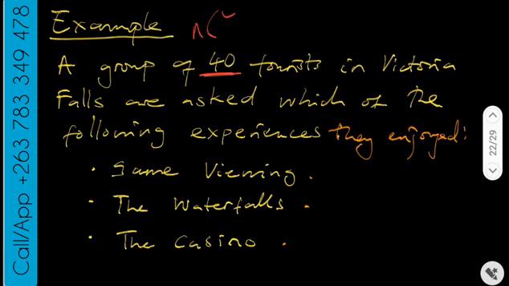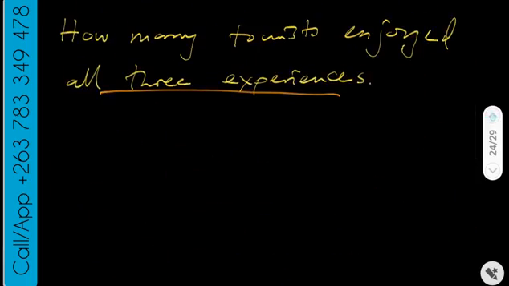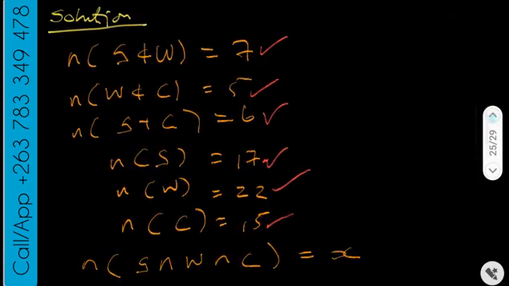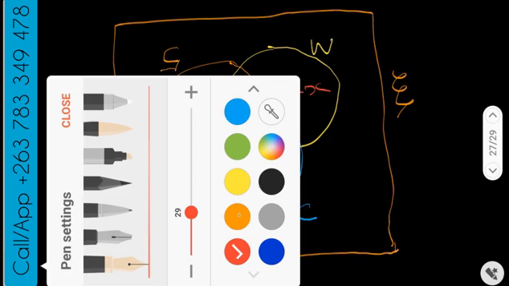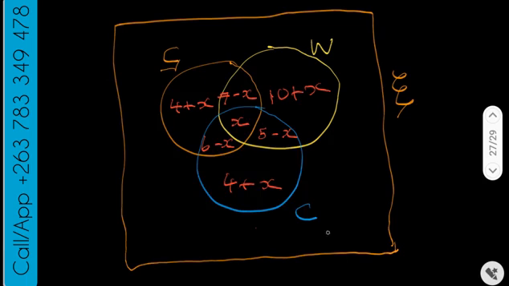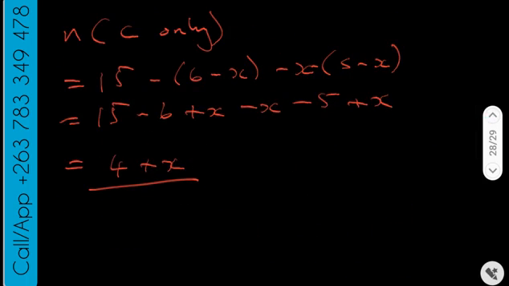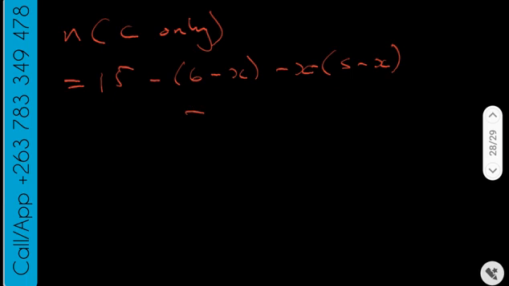This means that my universal set contains a total of 40. If I add everything in here, my total should be 40. So let's work on that. Let me just remove this, then use this space. So my total should be 40.